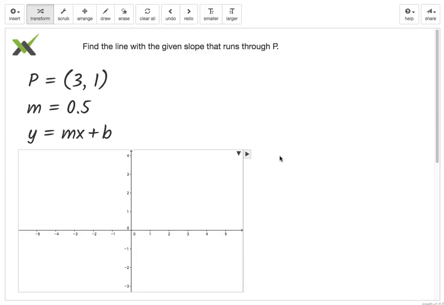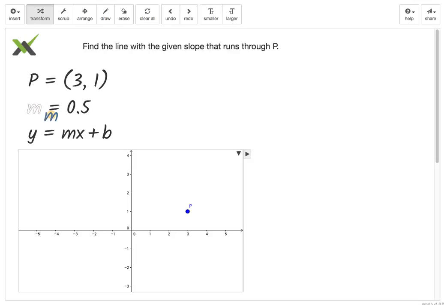Hello, this is Eric, and I'm going to show you how to use Graspable Math to find a line with a given slope that runs through a given point P. So our point P is at (3, 1), and let's go ahead and graph it down here in our GeoGebra plugin. This is our point.